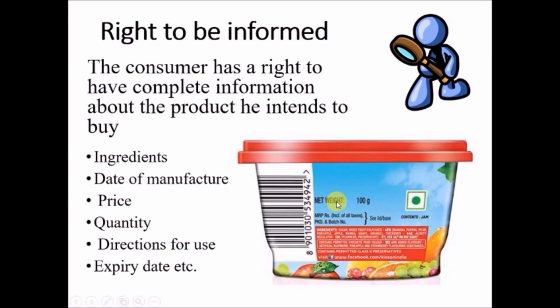So you can see here on the label weight is mentioned, then MRP is there, packed on, then this green dot is to show that this product is vegetarian, then batch number. So all these details are written on the label. By putting the label on the product, basically they are fulfilling your right to be informed. So it's your right that before you buy any good or use any service, you have a right to get complete information about that.